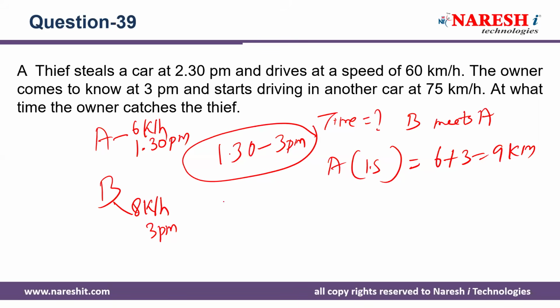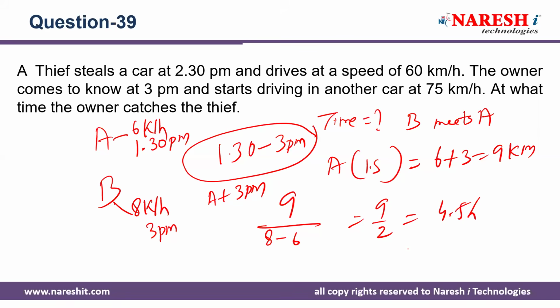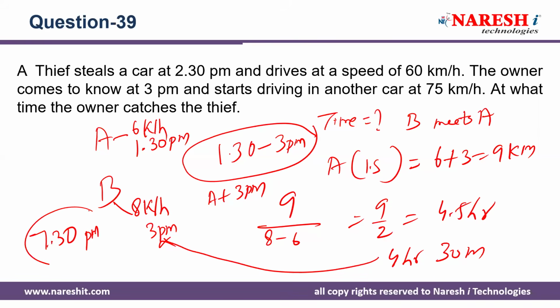Now, at 3 p.m., the distance between them is 9. Speed difference 8 minus 6, so 9 by 2, 4.5 hours. That means 4 hours 30 minutes from 3, so the answer is 7:30 p.m., B will meet A. All of you clear with time, speed, distance, meeting concept, opposite direction, same direction concept? Done. Done with meeting directions.